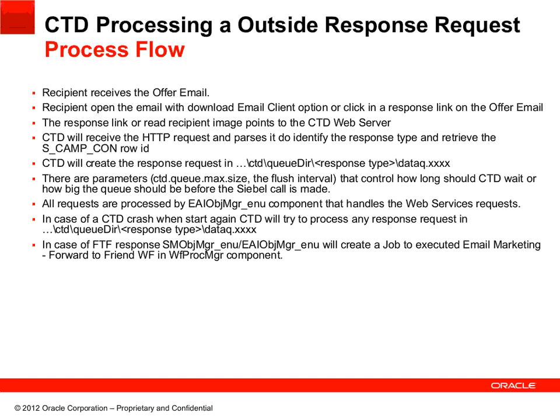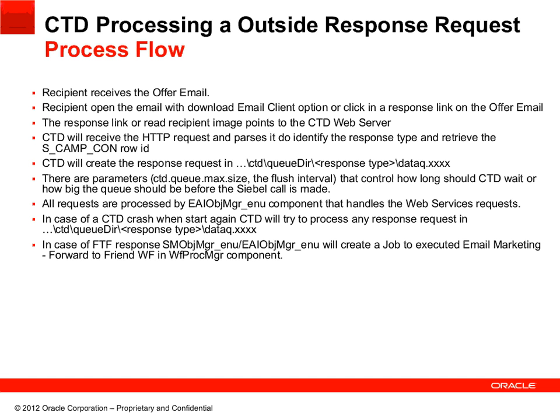In case of forward to friend, it has a different flow. The EA Object Manager will create a job to the Workflow Process Manager component to execute a workflow. The workflow name is Email Marketing - Forward to Friend. This particular workflow will create a response record as all the other responses do, but in addition to that, it will create a new prospect record for the friend whom you have forwarded to.